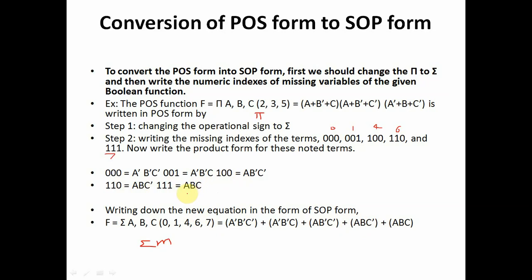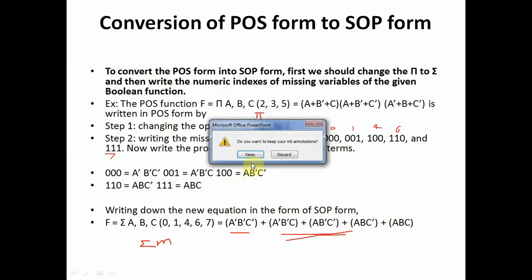All these terms in SOP form are added. These are the product terms. These product terms are added by using the addition sign, and then we get the conversion of POS form to SOP form, and this is the final expression of the conversion of POS to SOP form.